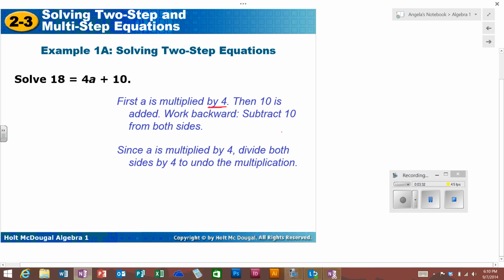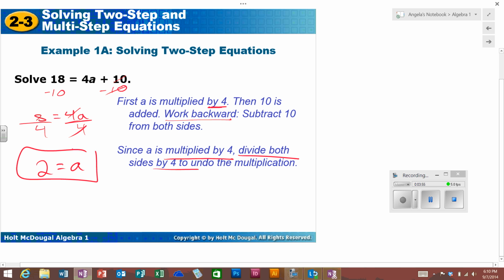And so what you do to solve this is you work backwards. So you do the opposite. You subtract 10 first. So it becomes 8 equals 4a. Then, once you've done that, you would divide by 4 because it's being multiplied. So we would get 2 is equal to a, or a is equal to 2. Either way, how you write it is fine, okay? All right, next one.